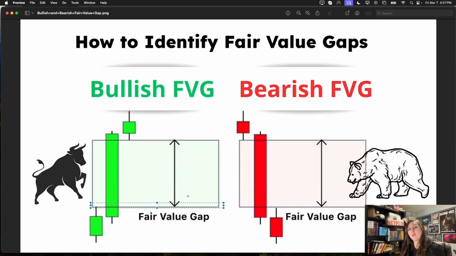And usually with these gaps, you'll see the movement come back down to these gaps, usually at the midpoint or halfway point here, and that's usually a good spot for entry on a trade. You'll notice the same here with bearish fair value gaps. You'll have this wick here and this wick here, creating that gap there, where these candles can sometimes come up and re-enter at the midpoint for an entry.